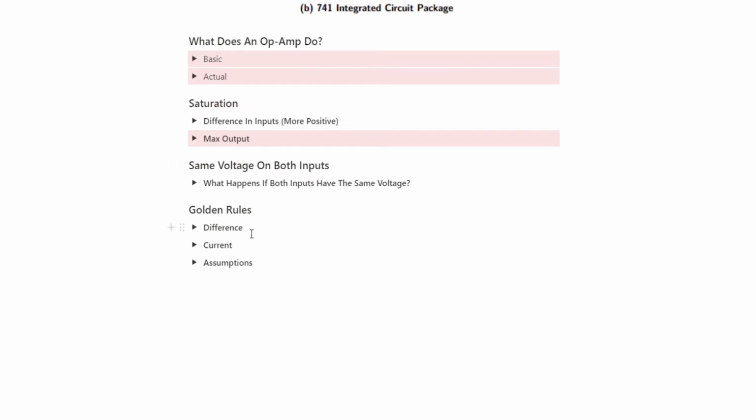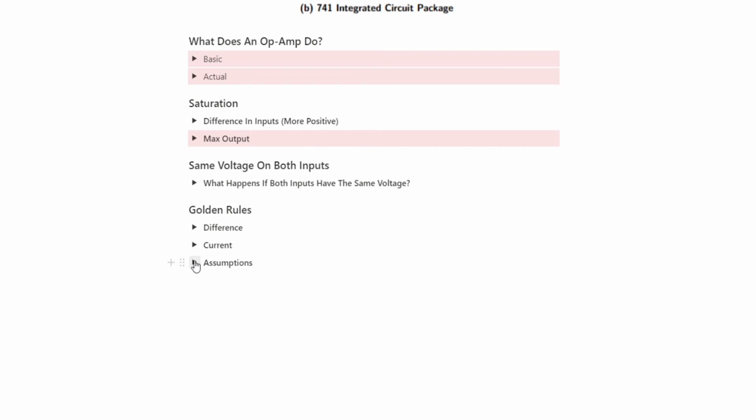Okay, so we've got two golden rules. I kind of remember these. The golden rule for difference is that the operational amplifier always seeks to remove the difference between the two. The output tries to make the voltage difference between the two inputs 0. And for current, in an ideal op amp, it draws no current. Okay, sorted. Then there's a whole bunch of assumptions that we make.